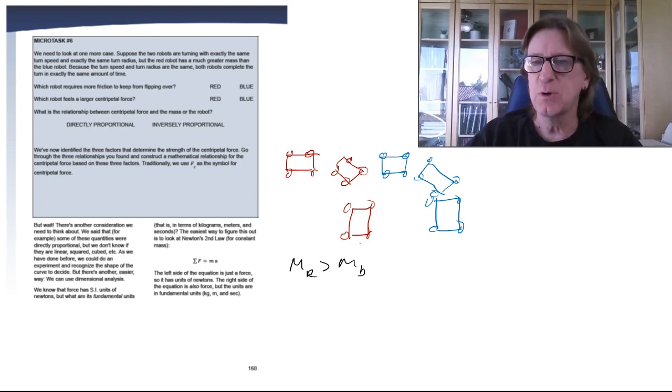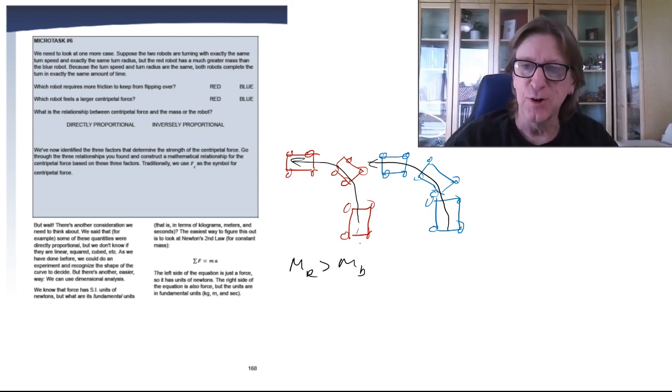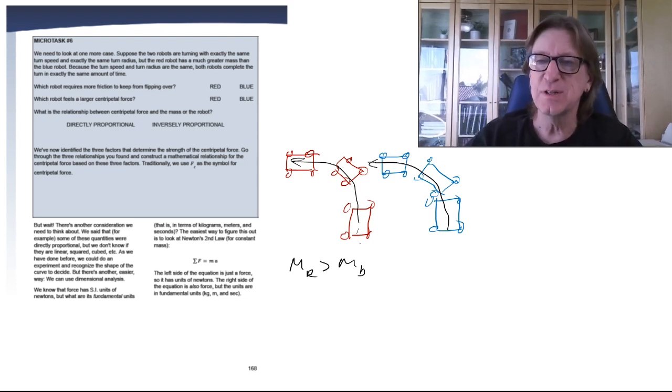Which is going to require more friction to keep it from flipping over? The heavy robot here with lots of mass that's moving around the curve, or the lighter robot here? And if you want to think about that, think about a smart car versus a truck, right? Which one is going to require more force, more centripetal force, more friction to keep it from flipping over?